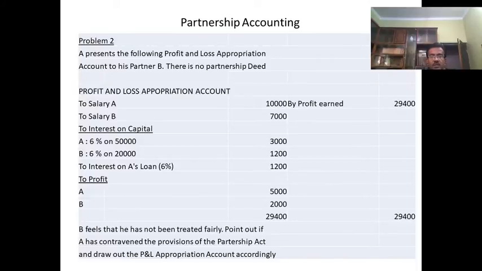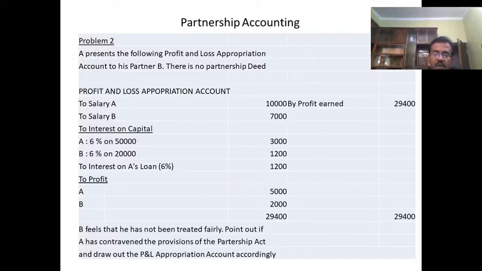So let us see this. A presents the following Profit and Loss Appropriation account to his partner B. There is no partnership deed. Okay. So Profit and Loss Appropriation account is prepared. Salary, A is taking some salary 10,000, B is given some salary 7,000. Then you've got the profit earned over here is 29,400.